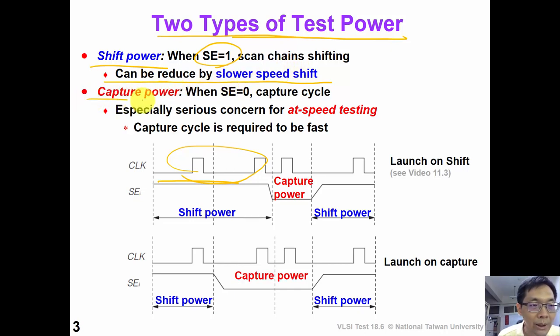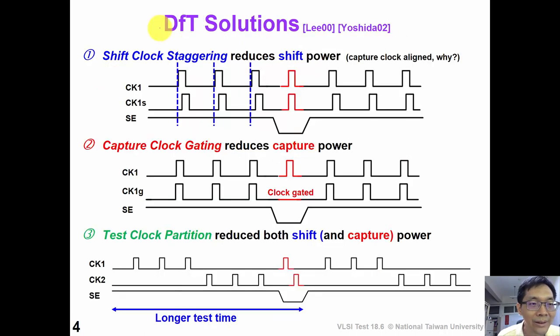However, the second type, capture power, occurs when the scan enable is equal to 0. That means when we capture the logic response. This is especially a serious concern for at-speed testing when the test speed is required to be fast. So, how can we reduce these two types of test power? There have been some DFT, design for testability, solutions proposed.